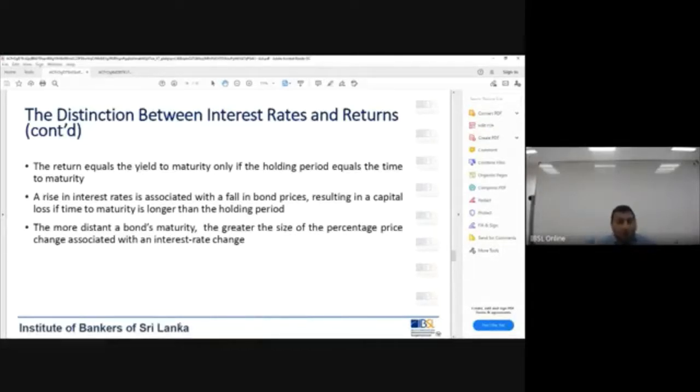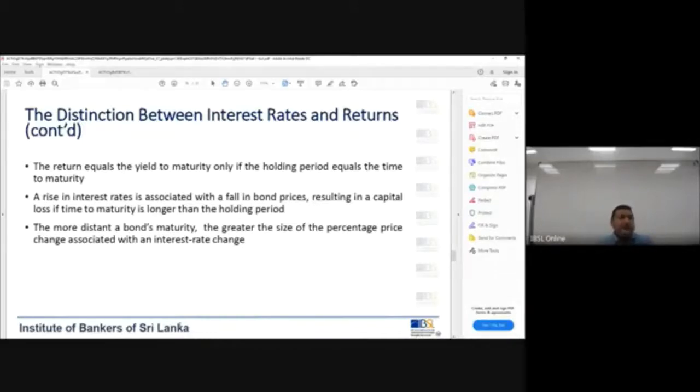So if you hold this asset without selling it in the interim period until it matures, you get the face value. So the return and YTM would be the same when your investment is held until its full time of maturity. You don't do any transaction in the interim. When you do a transaction in the interim, you get exposed to the market price and market interest rates.